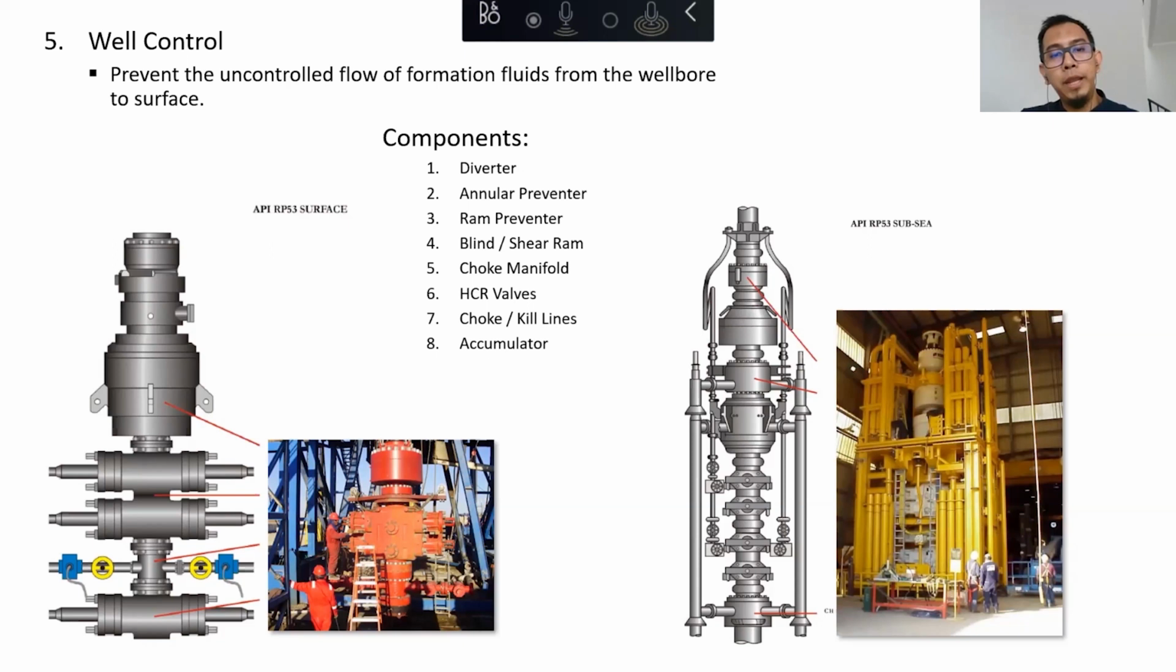And number 8 is the accumulator. The accumulator is part of the well control system because it will provide hydraulic power to activate the piston in the diverter or annular preventer or pipe rams or blind and shear rams so that they can shut in the annulus. So everything is remotely operated by the accumulator.